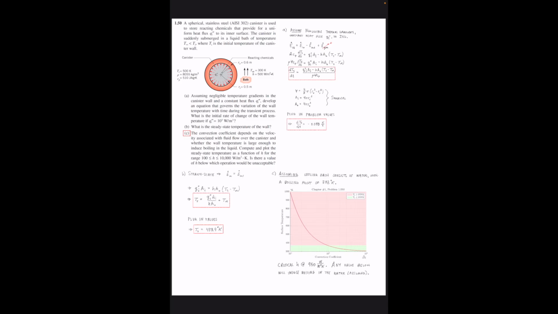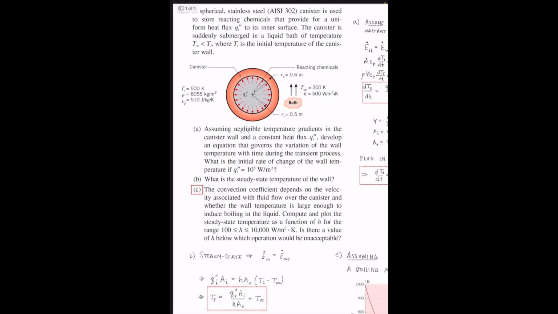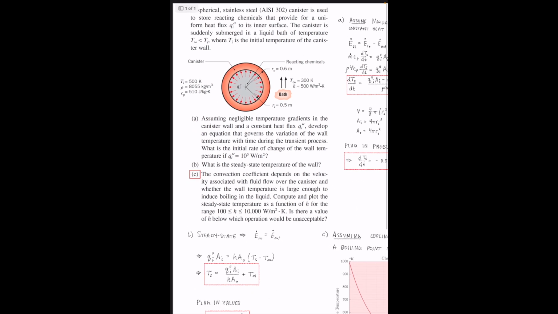8th edition. The problem statement says that there is a spherical stainless steel canister which is used to store reactant chemicals that provide for a uniform heat flux to its inner surface. The canister is suddenly submerged in a liquid bath of temperature T infinity, which is less than Ti, which is the initial temperature of the canister wall.